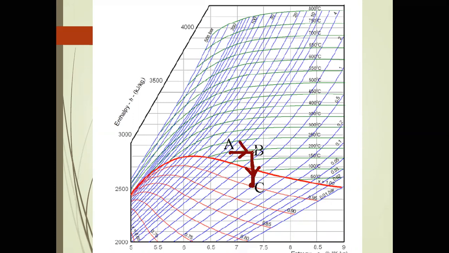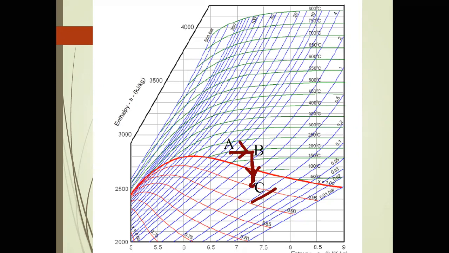What is the final point? A, B, C. Wet steam, sir. Yes, the final point, sir, is C point, my student. The final point is C point, and it is in the wet steam region. So the final condition of the steam is wet steam.